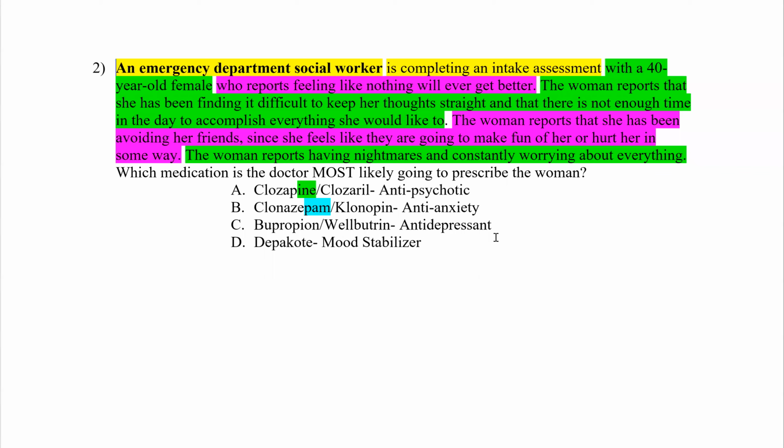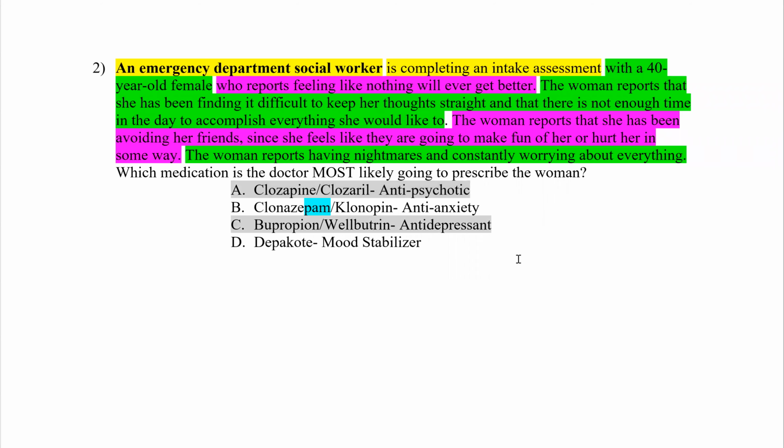So right off the bat, we're going to rule out C. Why? Because Wellbutrin or bupropion is more long lasting, and we don't really see any depressive symptoms within this. We have some sleep disturbance, but that's not enough to say that she has major depressive disorder or persistent depressive disorder. We're also going to rule out A.